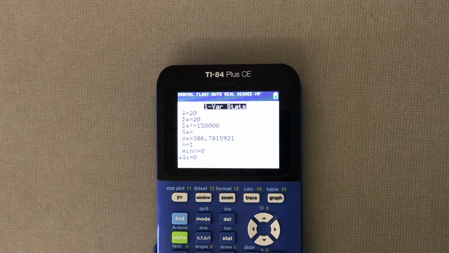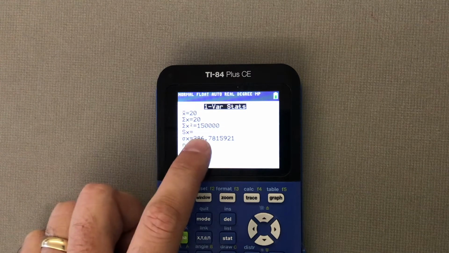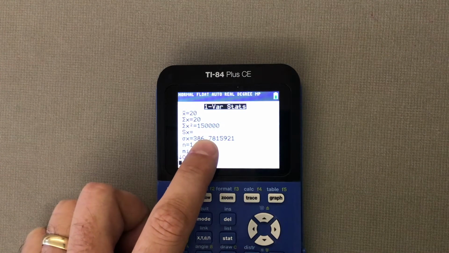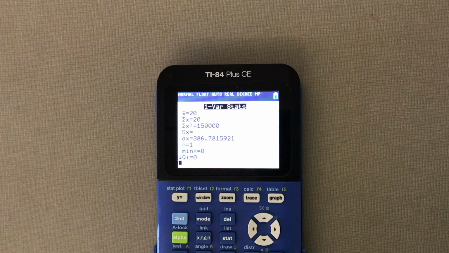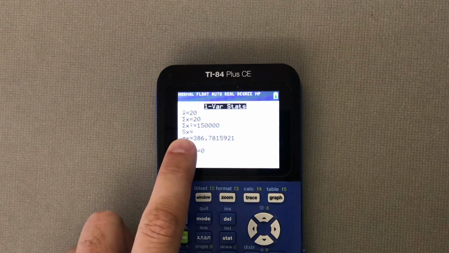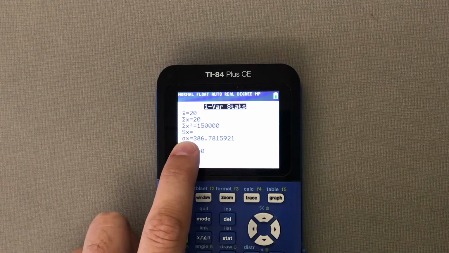We have our average there. X bar is 20. And then as you scroll on down further, you get to sigma, and that is 386.781. We cut it off at 78 there. You'll notice it doesn't give you an S here, okay? So we're not dealing with a sample standard deviation. It's always going to give you sigma.